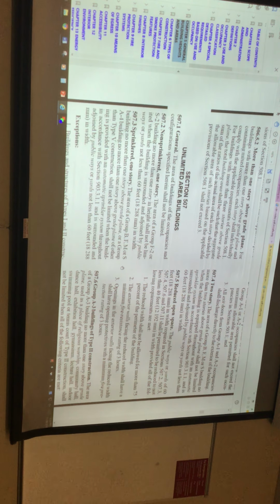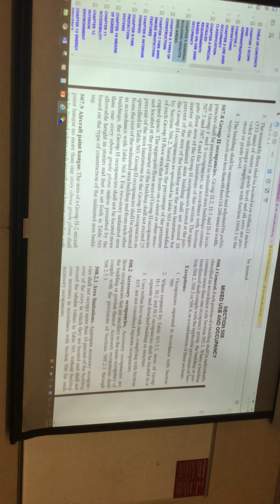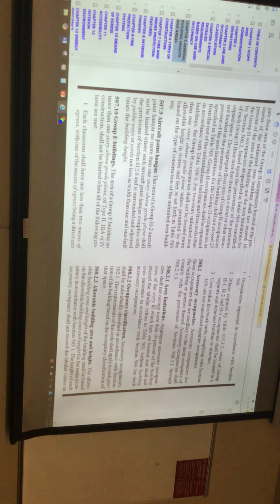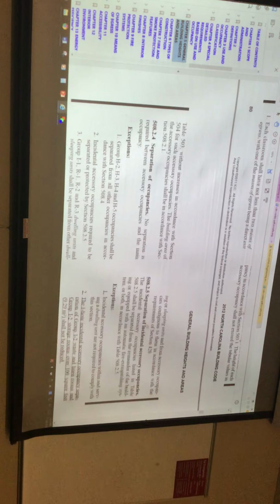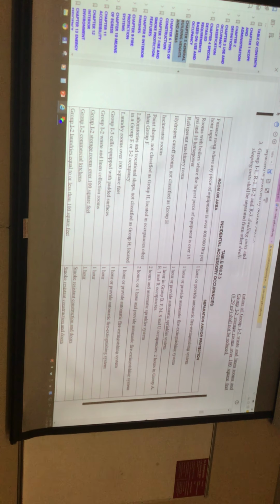So then after chapter 5, again, we have gone through a little bit of this mixed. Let me cover this again. Mixed use and occupancy. We talked about this a little bit, where the accessory occupancy can be up to 10% of the floor that it's on. Briefly spoke about this incidental accessory occupancies. If you have any one of these things, they have to be separated from the rest of the occupancies by what it says over here.